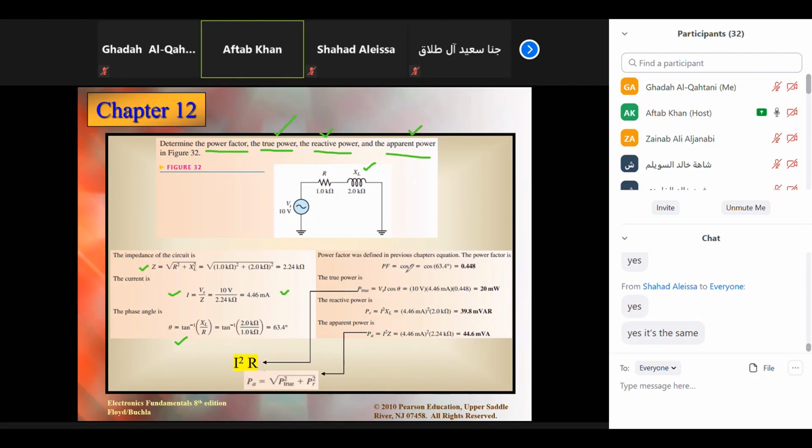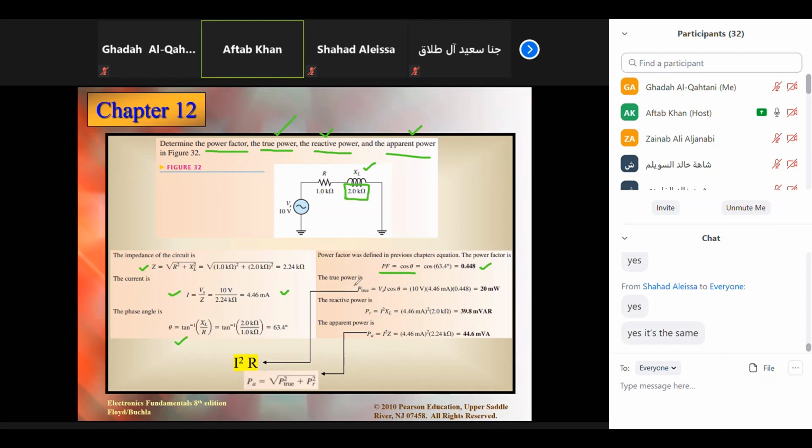Now the power factor formula is cos theta. So I will put in the theta value and calculate it here: 0.448. Now we need to calculate the true power. Can you see this one? What is that one? This is the inductive reactance actually, which we know.